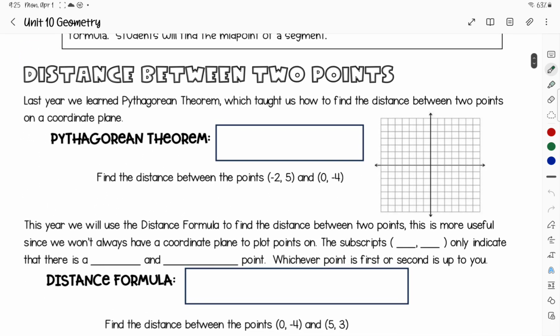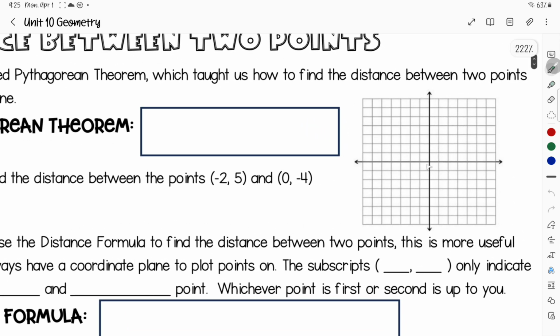So last year we learned the Pythagorean theorem, which taught us how to find the distance between 2 points on a coordinate plane. So for example, this says find the distance between the points -2, 5 and 0, -4. So let's plot those real quick. So -2, 5, 1, 2, 3, 4, 5 is right here. And 0, -4, 1, 2, 3, 4 is right here.